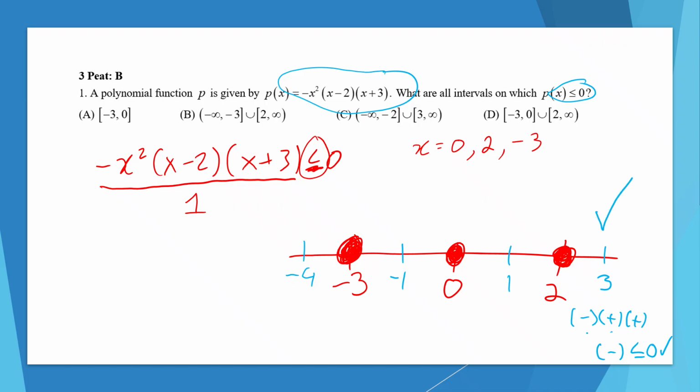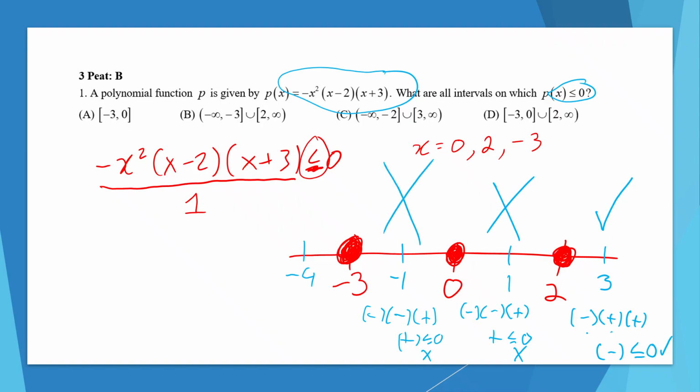Doing it pretty quickly for the other 3 now. 1 squared is 1, times negative 1 is negative. 1 minus 2 is negative. 1 plus 3 is a positive number. Here, this would give us a positive number, which is not less than 0. So this is going to be an x. Negative 1: this should be negative times a positive. This will also give us a positive, which is not less than 0. So this is going to be an x.